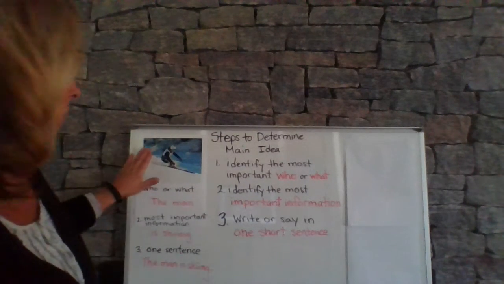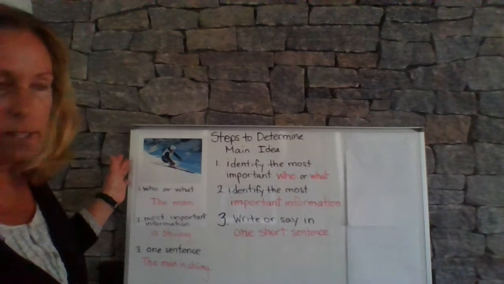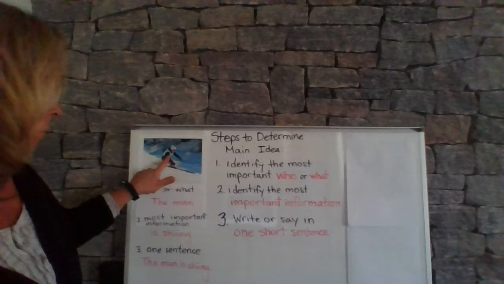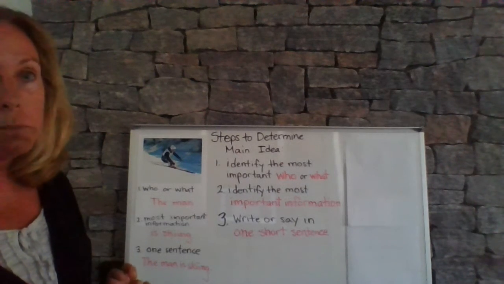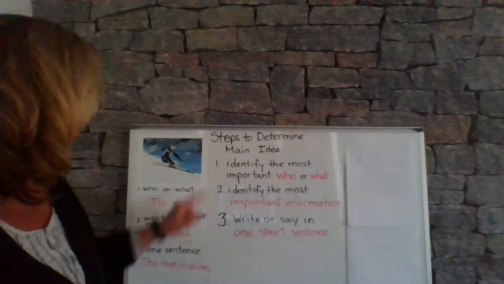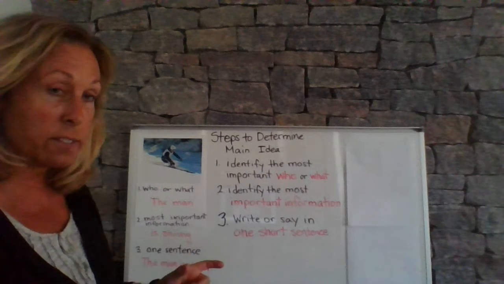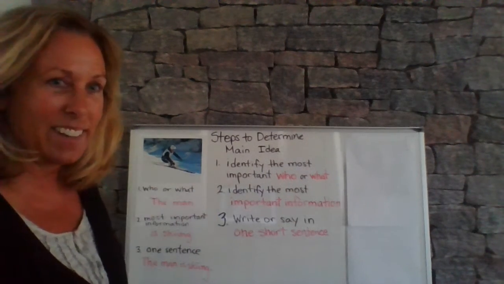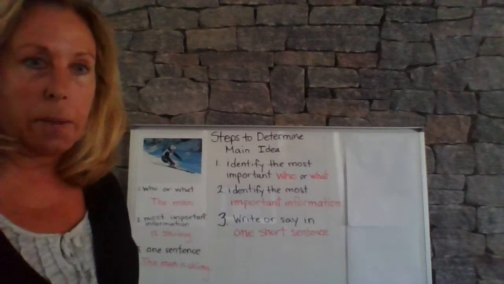This is the first picture. In this picture, who or what is the most important? We're going to identify the man. The second step is identify the most important information. And in this picture, the most important information is that he is skiing. So when you put it into one short sentence, the man is skiing. And that happens to be my son, Elliot. So one short sentence, the man is skiing.